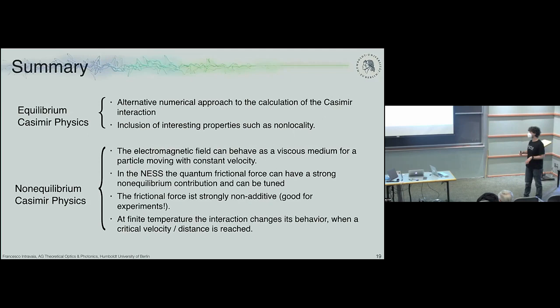And then at finite temperature, the frictional force changes behavior and is characterized by a critical velocity and a critical distance, depending on which side you're looking at it from. So with that, I want to conclude and thank you for your attention.